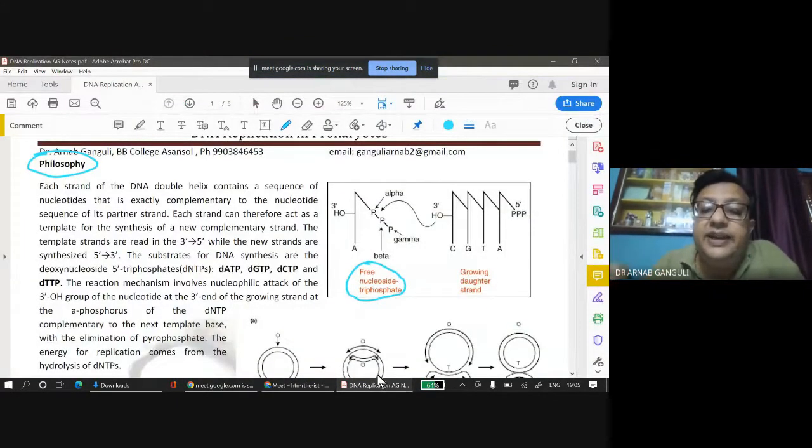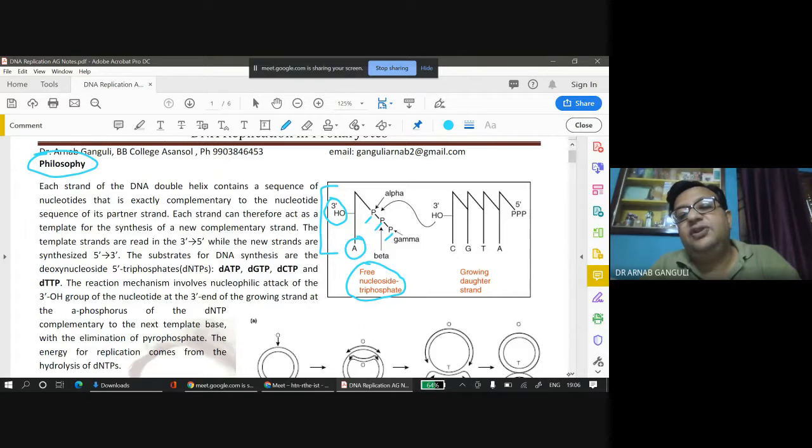Nucleoside triphosphate. So the sugar is represented as a straight line over here. And this is the 3' OH of the sugar. This is the sugar and this is the base adenine. It is attached to 3 phosphates. First phosphate, second phosphate and third phosphate. Alpha phosphate, next second phosphate is beta phosphate and the third one is gamma phosphate.